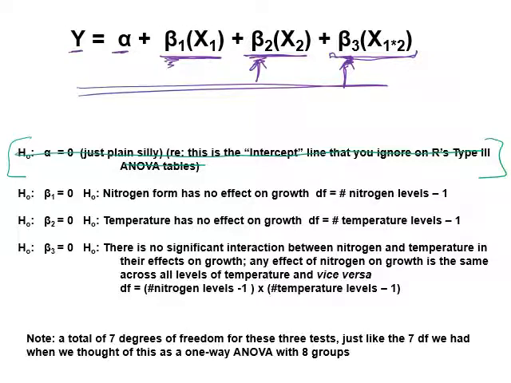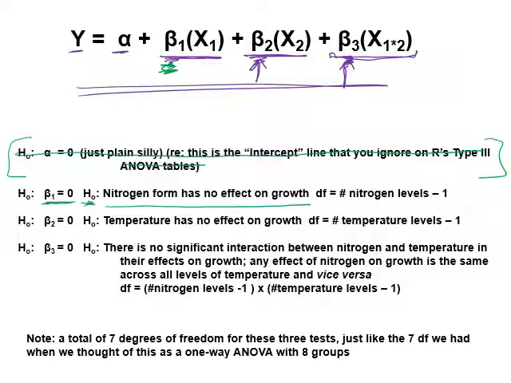The next three null hypotheses, though, are of interest. It's these null hypotheses that we're testing on these tables. The first null hypothesis would be that beta 1 equals 0. What that says biologically, and this is how you should be framing your null hypotheses when I ask you to frame them, is that nitrogen form has no effect on growth. So that's one of the null hypotheses, that the main effect of nitrogen has no effect on growth.